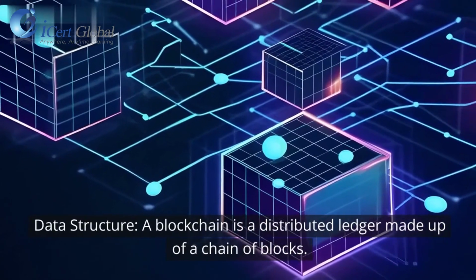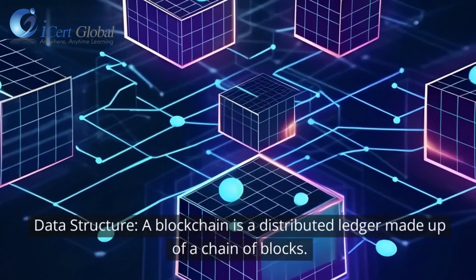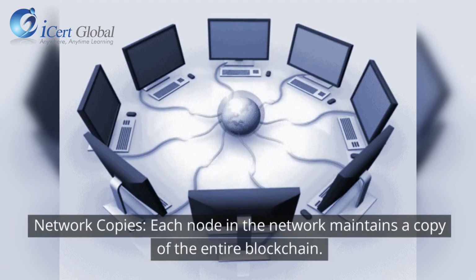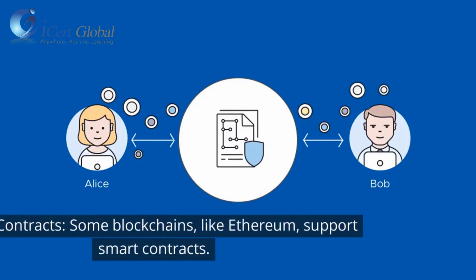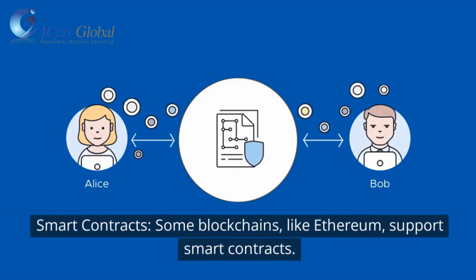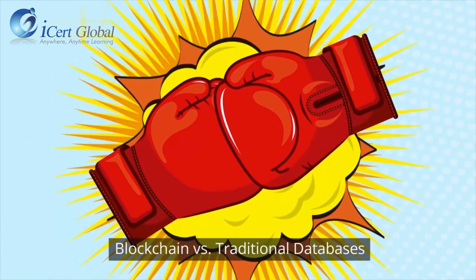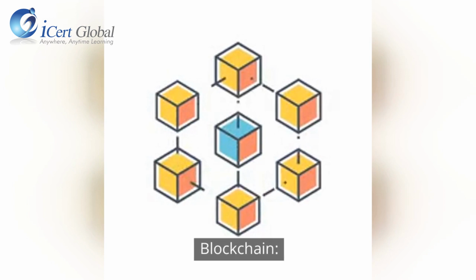Data structure. A blockchain is a distributed ledger made up of a chain of blocks. Network copies. Each node in the network maintains a copy of the entire blockchain. Smart contracts. Some blockchains, like Ethereum, support smart contracts. Blockchain versus traditional databases.